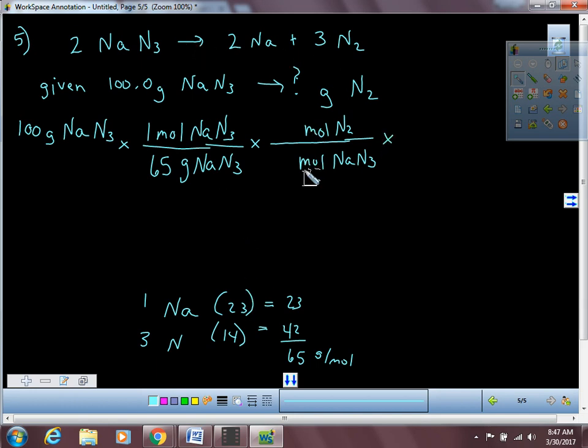And I look at my balanced equation. There's a 3 in front of nitrogen and a 2 in front of sodium azide. But they're asking me about mass. They're asking me grams. So I do that last step that we did before. 1 mole of anything is the mass from the periodic table. And down here I saw that nitrogen is 14. There's 2 of them because it's N2. So it's 28.